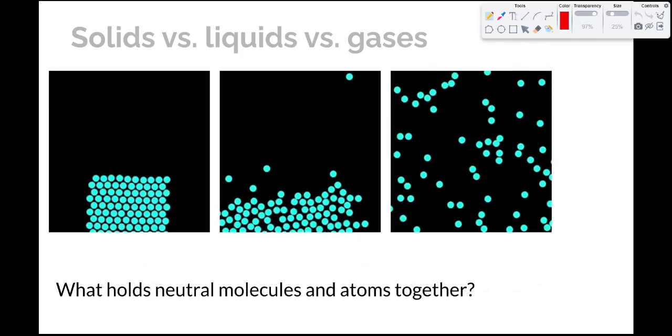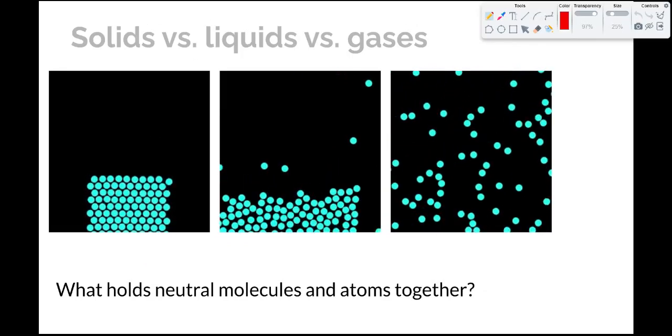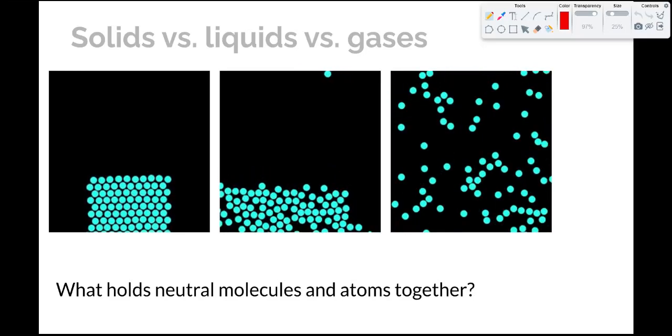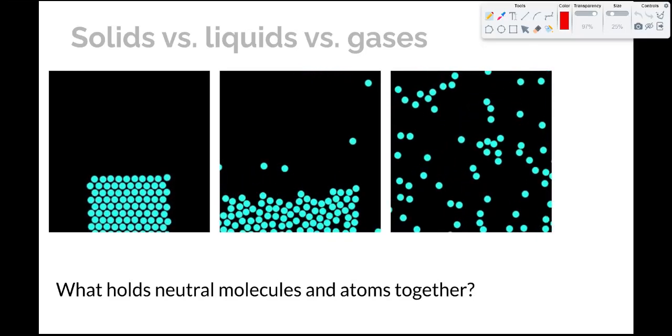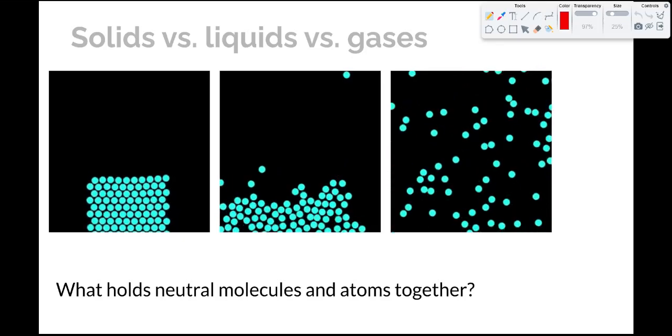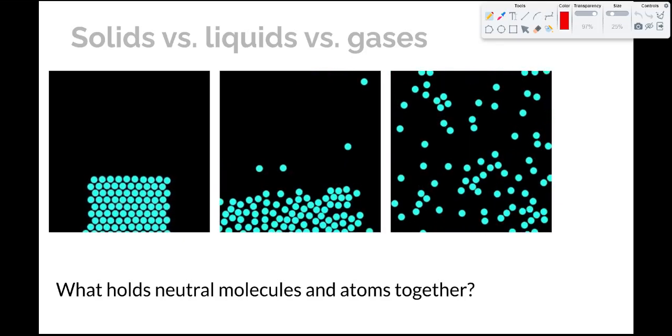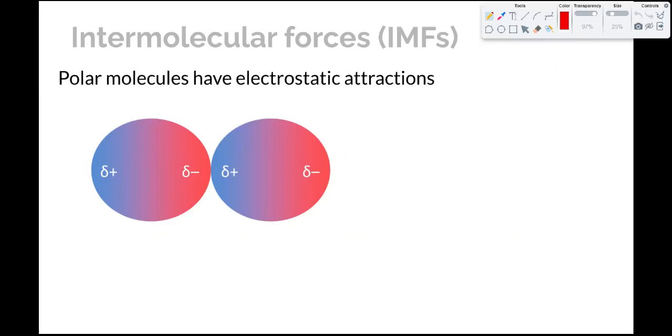But what holds neutral molecules and atoms together? Atoms and molecules don't have a charge, like ionic compounds, or like ion cores and the mobile electron sea. So what holds them together? We know it must happen because there are molecular substances that exist in the liquid and solid state. What holds them together are these intermolecular forces that we're going to examine now.